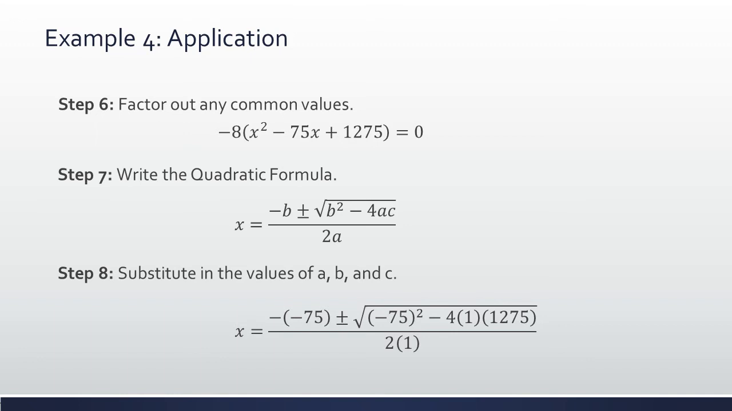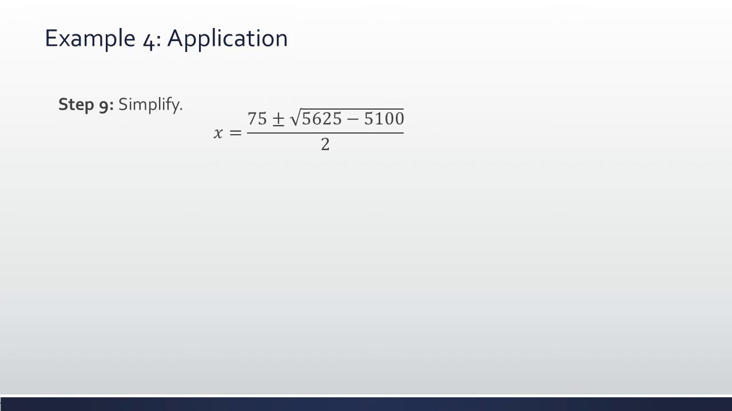Now from here, you're just simplifying. So when we simplify negative negative 75, you get positive 75. Negative 75 squared is 5,625. And negative 4 times 1 times 1,275 is negative 5,100. All over 2 times 1, which is 2. Do the math underneath the radical. 5625 minus 5,100 is 525.